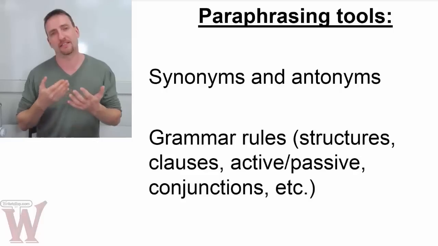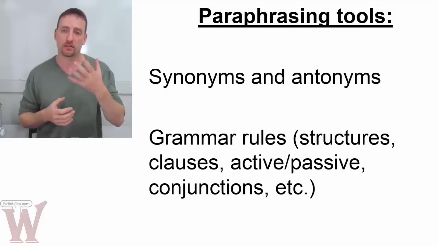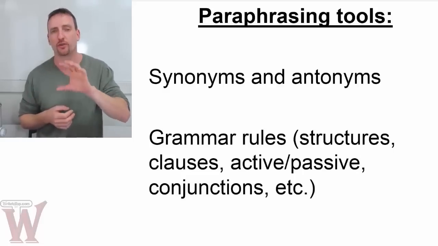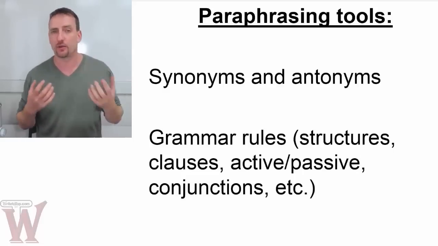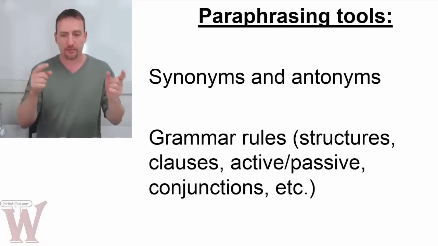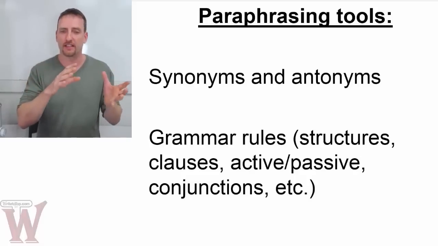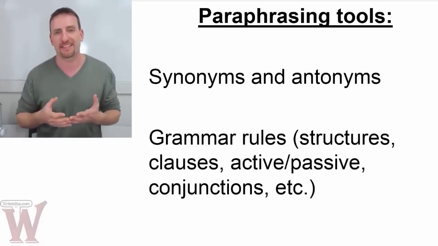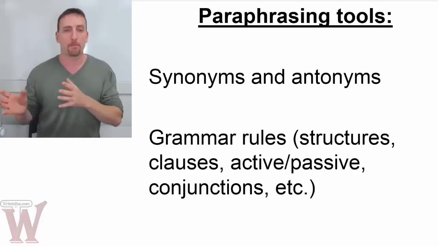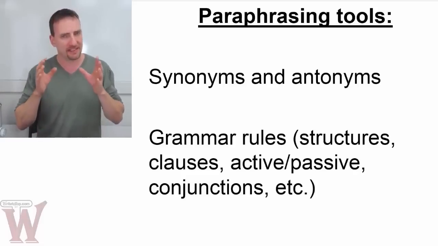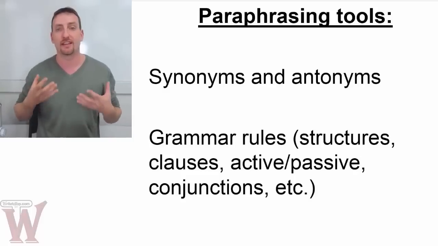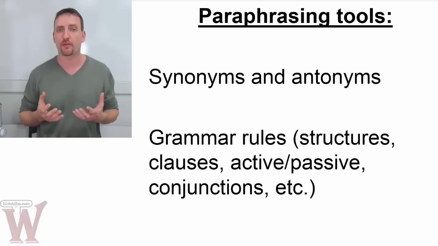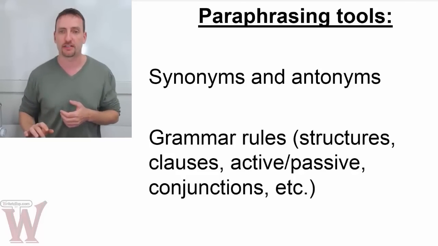Grammar rules. You must know grammar very well to do paraphrasing. To actively paraphrase a sentence, you need to know grammar very well. To recognize it, you also need to know grammar very well. You have to make sure that the structures and the clauses, the conjunctions, all these things, the way they're constructed, you're still keeping the same meaning. The sentence might look completely different, but the message, the meaning is essentially the same thing. So know your grammar, know your vocabulary. You have to have a lot of vocabulary to be able to paraphrase.